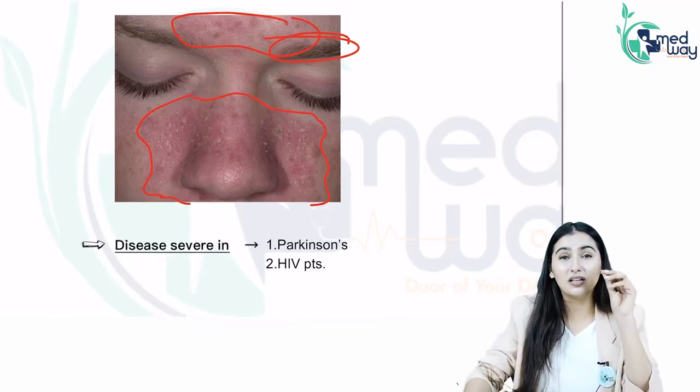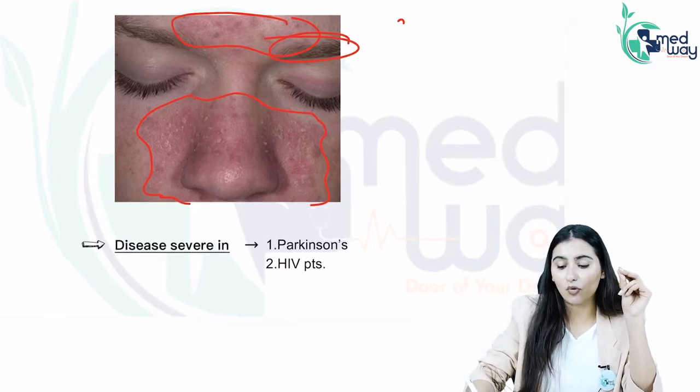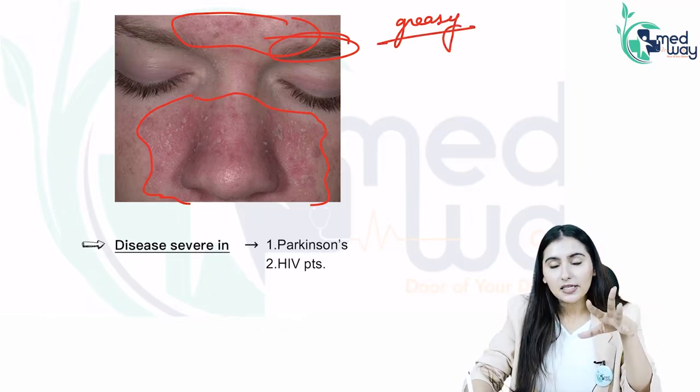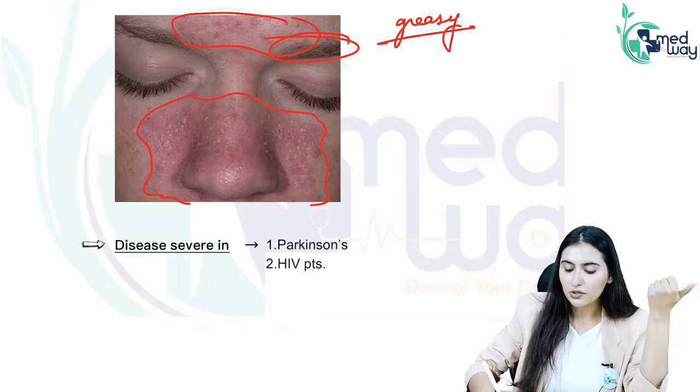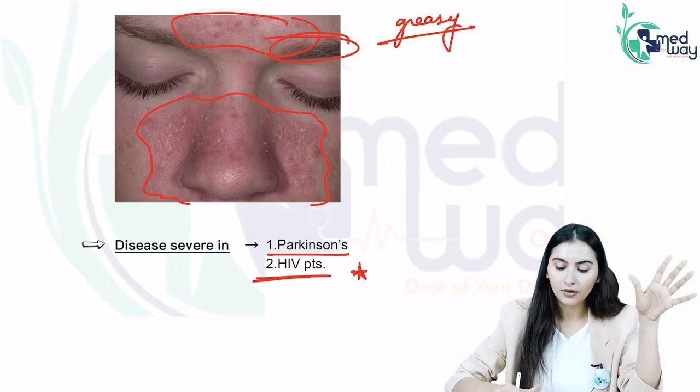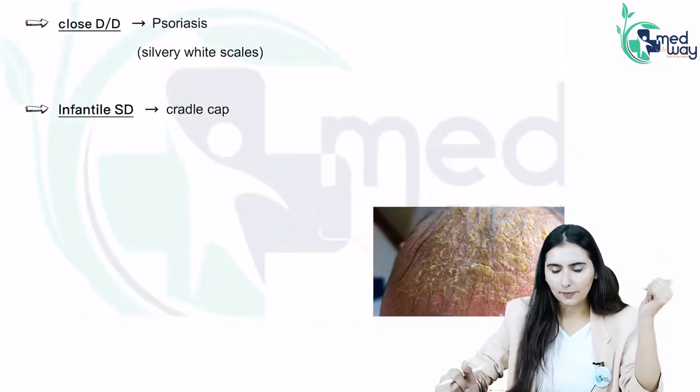They're going to be yellow, greasy scales. That is very important, greasy, okay? They're yellow in color. The disease becomes very, very severe in patients who have Parkinson's and the people who have HIV, okay? It's just that it is severe over there.